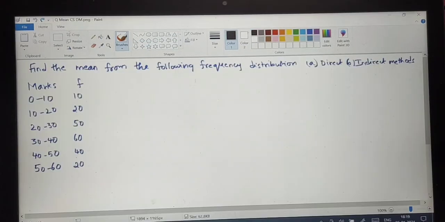So here let's note down the formula of direct method related to continuous series. X bar equals sigma f into m divided by n. So now we have the frequency column given to us in the question already, and n is the total of the frequency column. So let's calculate the total here, which is n equal to 200.